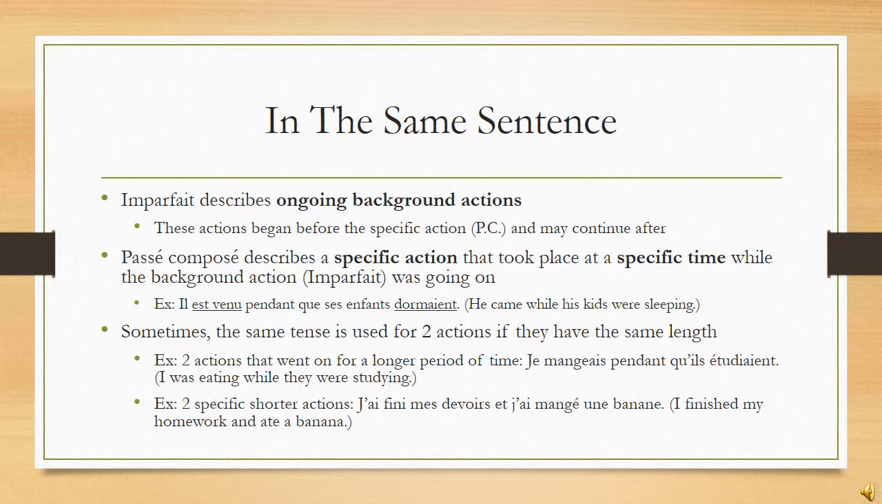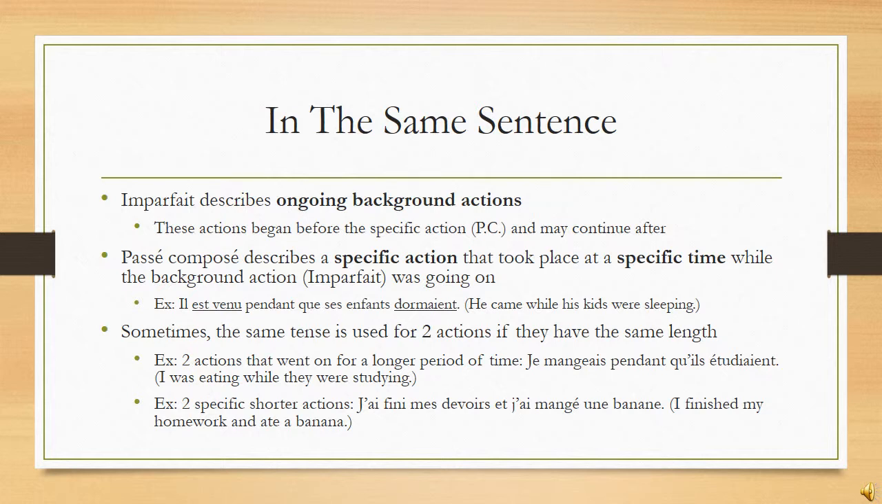Sometimes the same tense is used for two actions if they have the same length. So two actions that went on for a longer period of time would be in the imparfait. An example would be, je mangeais pendant qu'ils étudiaient. I was eating while they were studying. So it's ongoing in the past, and it hasn't finished, and it's just going on for a longer period of time. And then two specific shorter actions would use the passé composé.